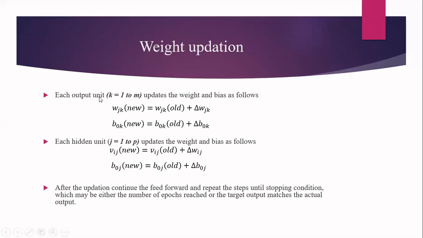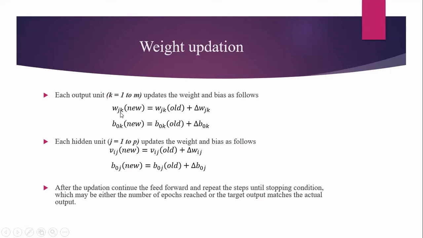Now, each output unit, we have a number of output units which ranges from k is equal to 1 to m, is going to update the weight and the bias by applying this particular formula. So if you consider this formula, I am considering the kth output unit. So I am writing the formula as wjk(new) is equal to wjk(old) plus delta wjk. This delta wjk we have calculated in the previous slides. Using that, you update the weight.